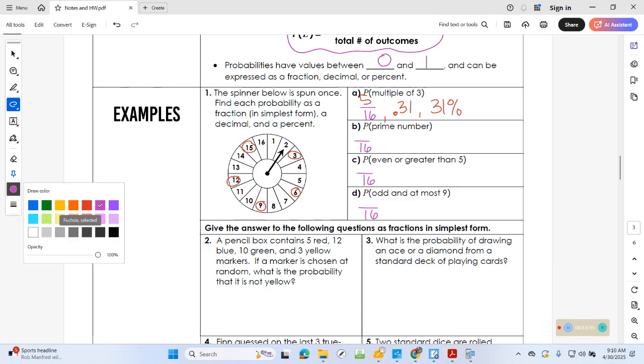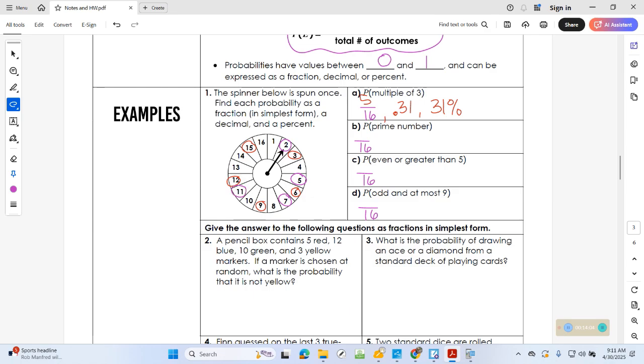So prime number. Okay, we got to know what a prime number is first off. What's a prime number? That's why we're going to talk about it. It's only divisible by 1 and itself. So give me an example of a prime number. 2. It's divisible by 1 and itself. What else are prime numbers on here? 5. 7. 11. Anything else?